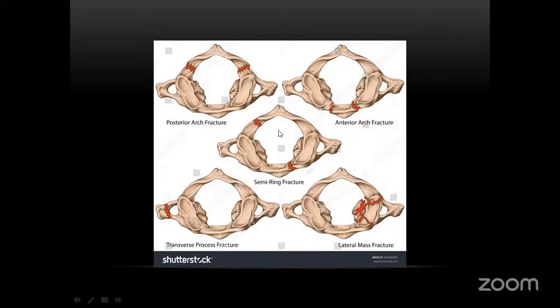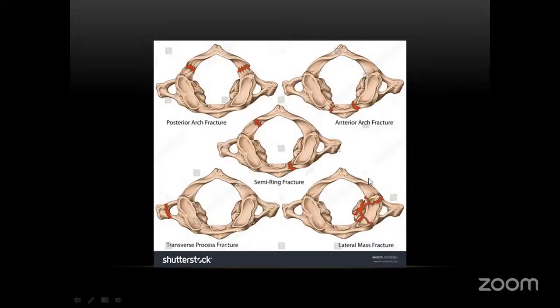Okay, what about the burst fractures? A burst fracture will be the most severe axial loading. It can involve flexion and extension, and if there is a combination, then it can be anterior and posterior.